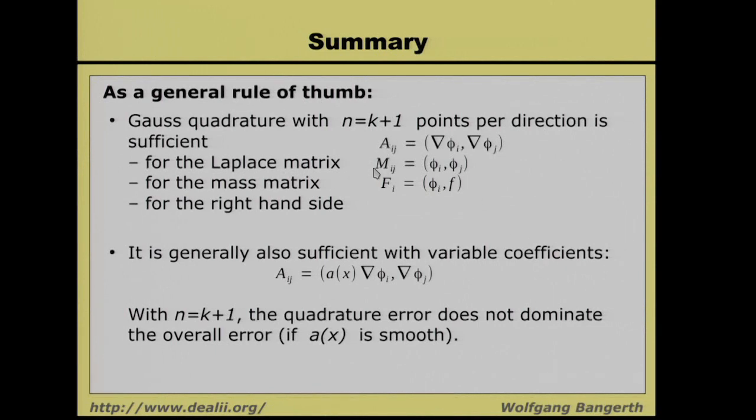For the mass matrix, you can have the same kind of consideration. You will find that there too, n equals k plus 1 is sufficient, even though the polynomial degree of phi, of course, is 1 higher than gradient phi. Okay? And it's also true for the right-hand side. It is also generally true that if you have a Laplace matrix with a coefficient, let's say an a of x in here, that even if this a of x is spatially variable, then n equals k plus 1 is generally still appropriate. So the quadrature error in that case does not dominate the overall error, or at least it does not destroy the convergence order.